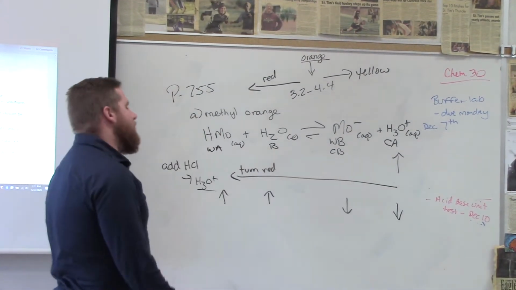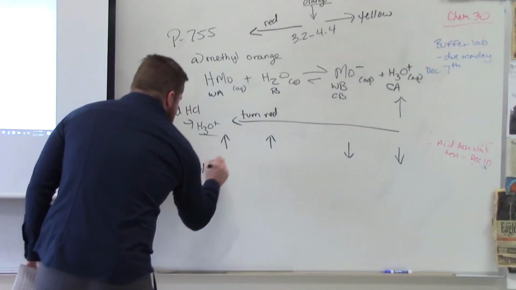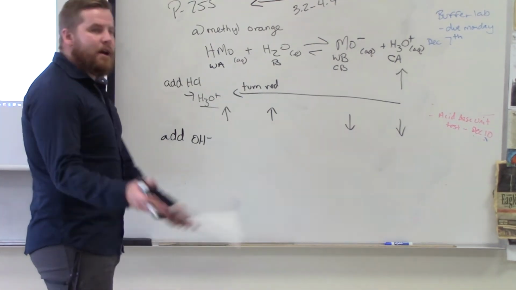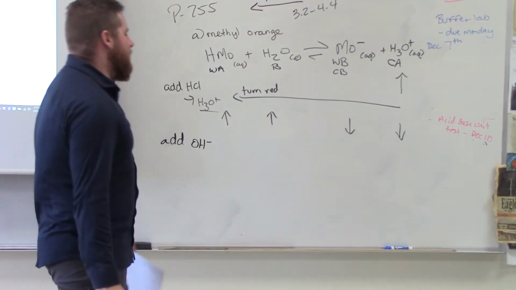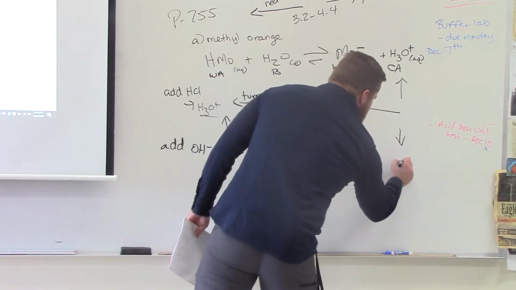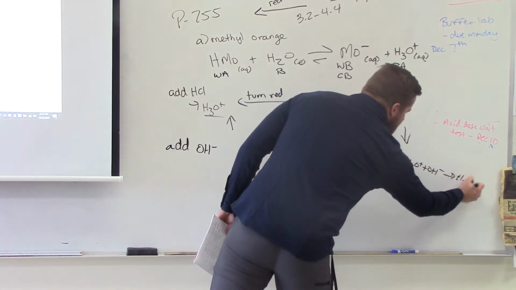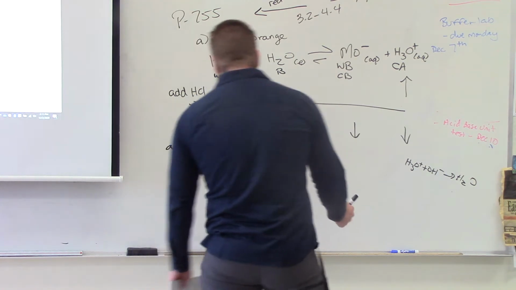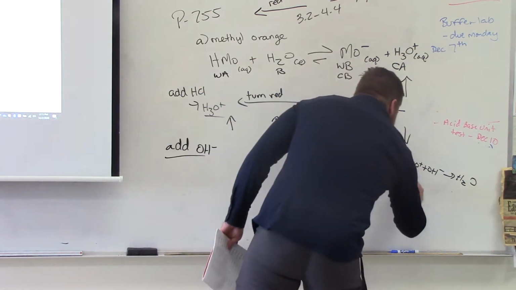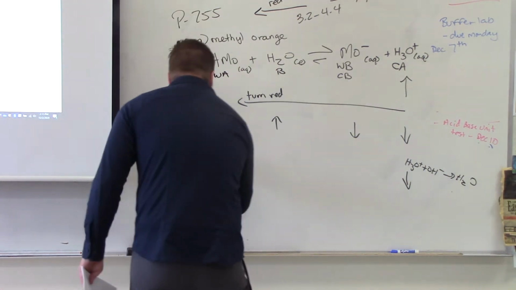All right? Now, if we add NaOH, or OH negative, it doesn't necessarily need to be sodium hydroxide. It could be calcium hydroxide or anything else that has OH negative. All right? What happens is the H3O plus reacts with the OH negative, and that makes H2O. So the stress on this is seen as a decline in H3O plus. All right? So that's my stress.